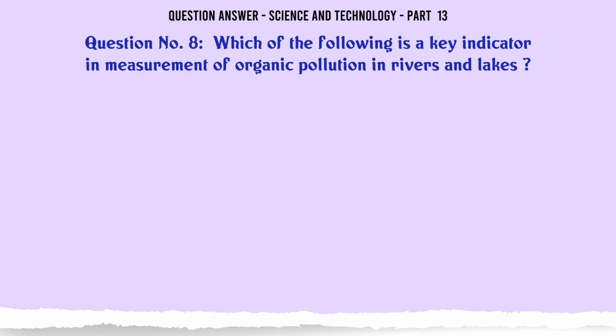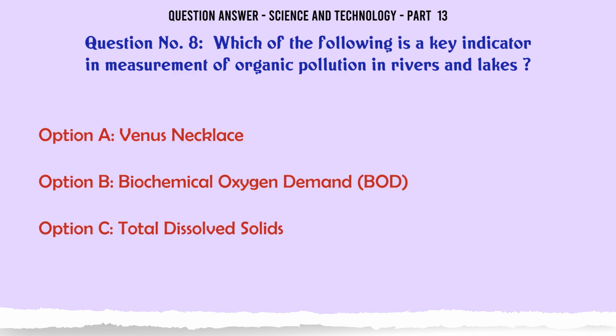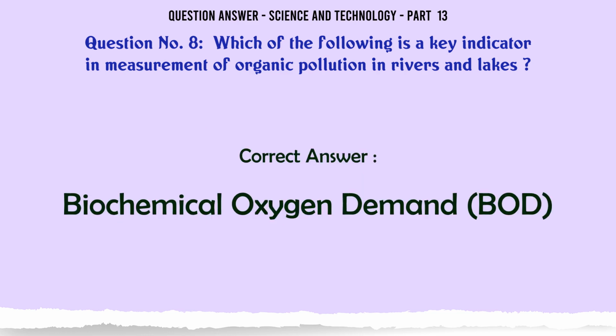Which of the following is a key indicator in measurement of organic pollution in rivers and lakes? A. Venus necklace. B. Biochemical oxygen demand board. C. Total dissolved solids. D. pH. The correct answer is biochemical oxygen demand board.